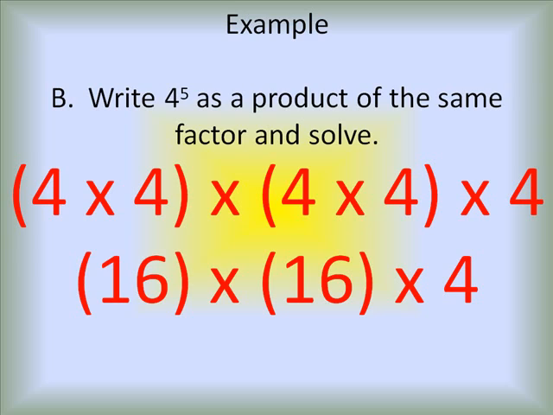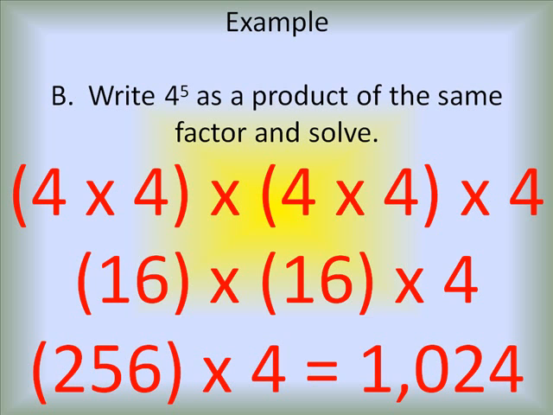Now it's time to solve it. I break up the 4's into two separate problems because I know 4 times 4 is 16. I've reduced the problem now to 16 times 16 times 4. 16 times 16 is 256. I take that number, multiply it by the remaining 4, and my final answer is 1024.